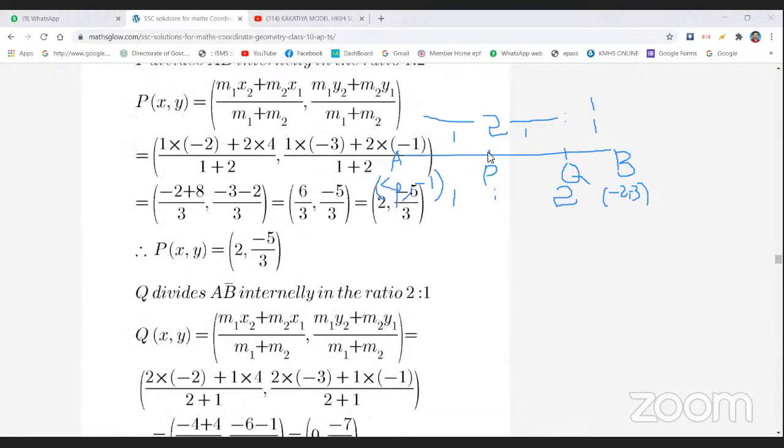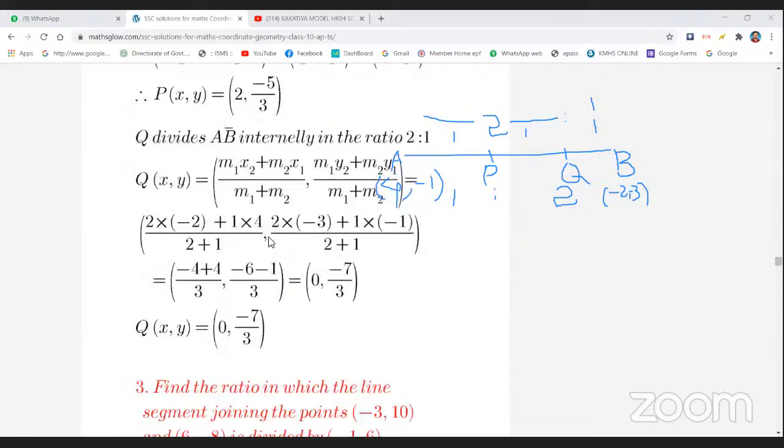Similarly, we can find the Q point also. Q divides A in the ratio 2:1. While finding the Q point, the ratio M1 to M2 is 2:1, and the formula is constant for every problem. Substituting all these values in the formula, at last we get Q(x, y) is equal to (0, minus 7/3). So the answers are (2, minus 5/3) and (0, minus 7/3). These 2 points divide this line segment into 3 equal parts. That is why we say P and Q are trisection points.